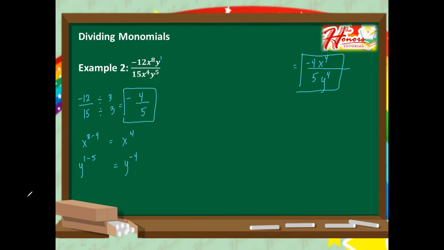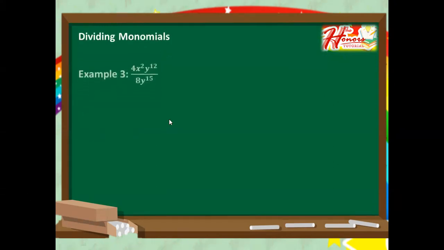Let us have our next example, number 3. So we have 4x squared y raised to 12 over 8y raised to 15. So let's have the numbers first. We have here 4 over 8. Kindly think of a number that can divide the numerator and denominator at the same time without remainder. If you are thinking of 2, it's fine, you can use it. If you are thinking of 4, it is fine also and you can use it.